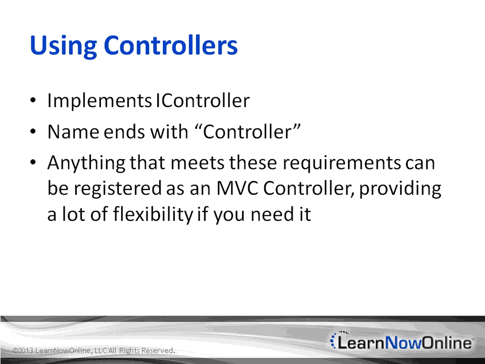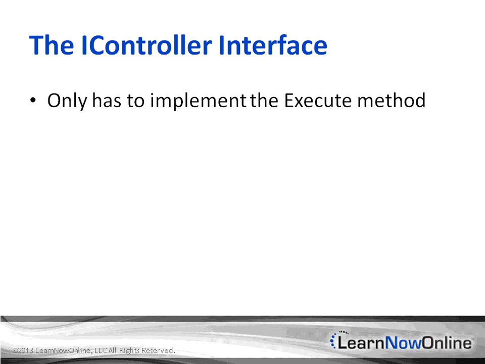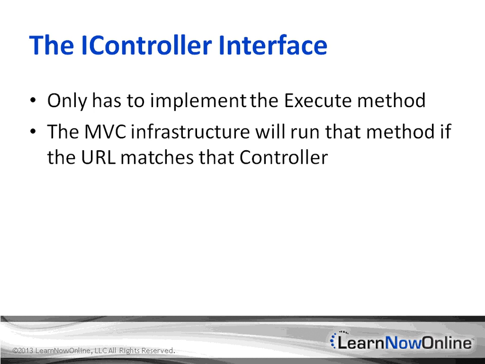So we can write our own controllers, or even our own little mini controllers to handle certain fringe cases. Let's talk about this IController interface. It is one of the world's easiest interfaces to implement. It only has to implement the Execute method. That's it. If you implement this interface and the Execute method, whatever you return out of that Execute method is what's going to come out of your controller. The MVC infrastructure will automatically run that method as long as the URL matches what you've set up and named in that controller.